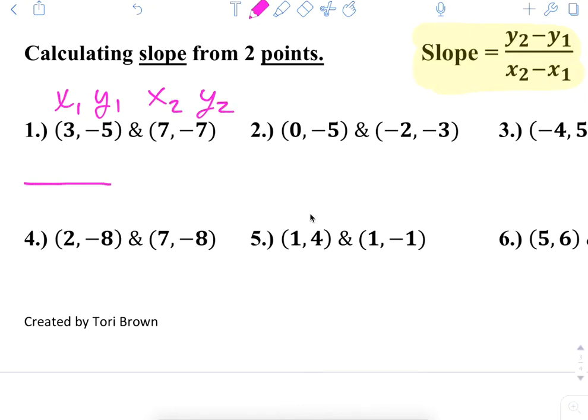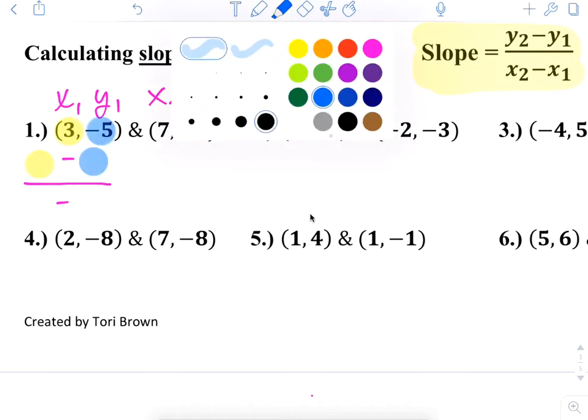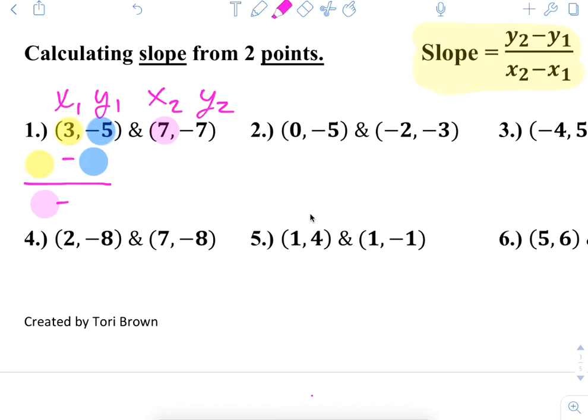Here is what I'm going to encourage you to do. I would set up every problem with a fraction and then a subtraction on top and bottom, because here is what that's going to let me do. It's going to make sure that when I plug in my numbers, I remember to plug in everybody.